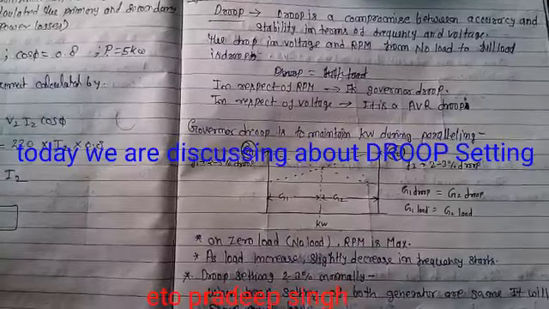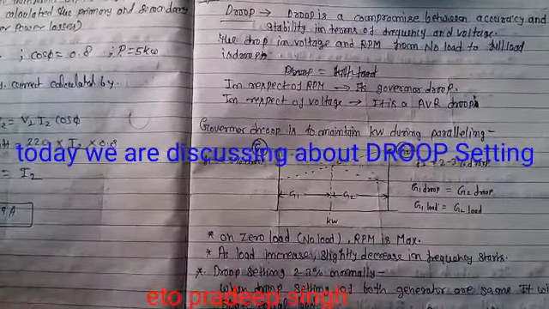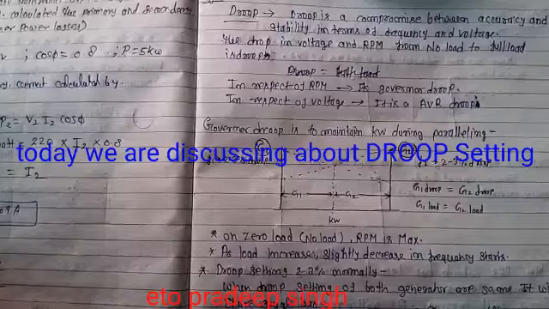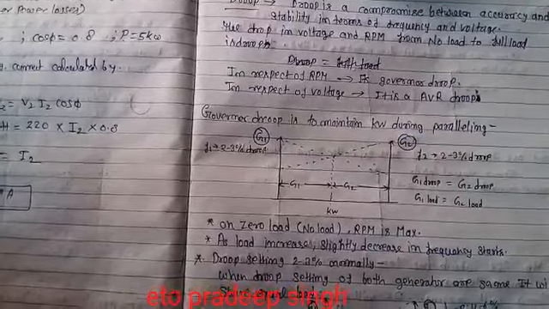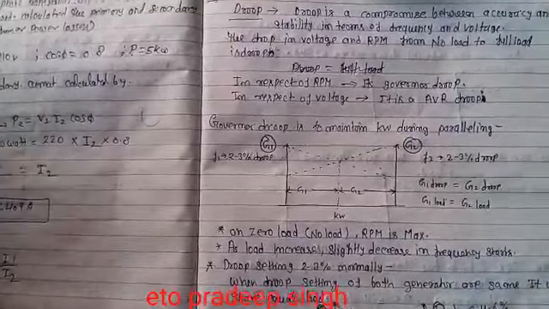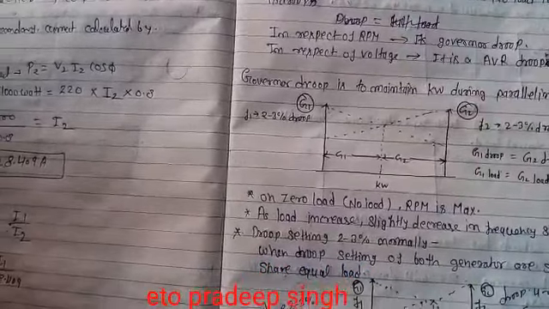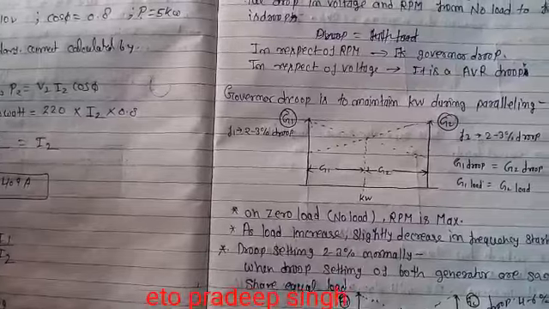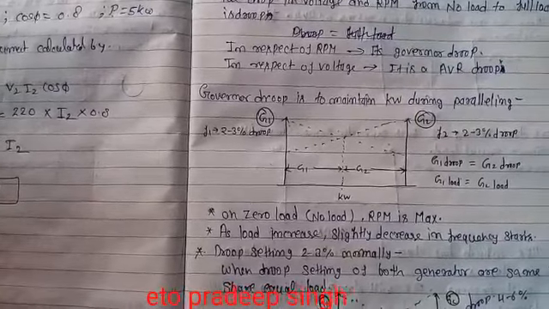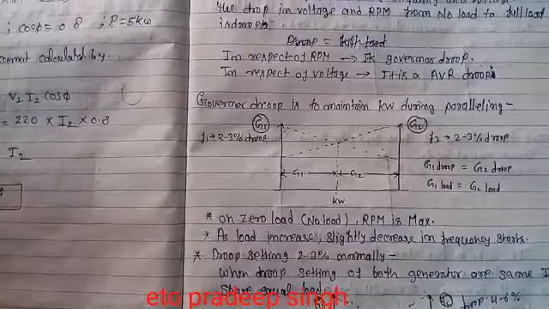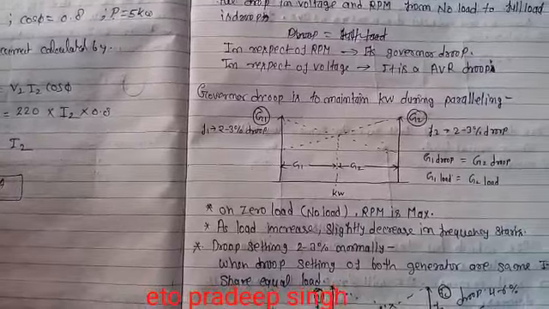Today we are discussing droop settings. The drop in voltage and RPM from no load to full load is called droop. There are two types of droop. In respect of RPM, it is governor droop. In respect of voltage, it is AVR droop.